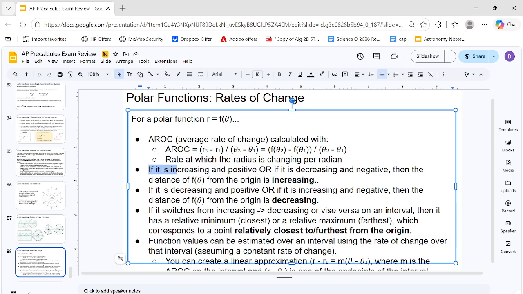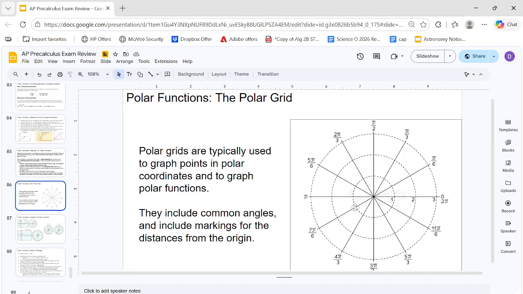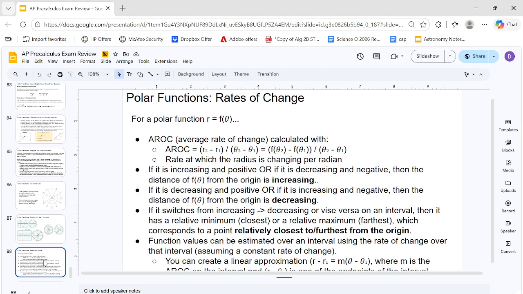So if it's increasing or positive, think about what that means. The distance from the origin is increasing. The r value is increasing, but it's positive, which means it must be getting farther away. But if it's negative and it's decreasing, so imagine it's already over here. Like, this is the angle, but then it's already over here. The r value is negative. It's decreasing even more, so it's getting farther away. Both those cases would be farther away.